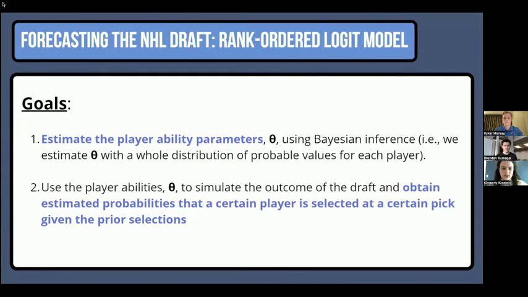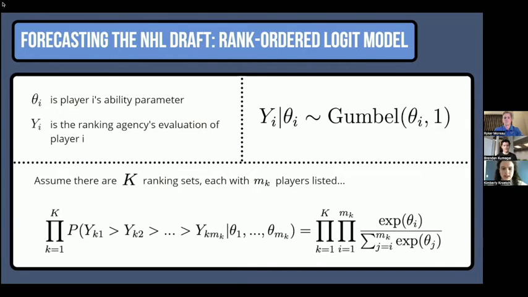So our goals are 1, to use Bayesian inference to estimate posterior distributions for each player's theta I, and 2, to use these distributions to repeatedly simulate the draft. From these simulations, we can estimate the probability that a certain player will be chosen at any particular pick, given the already drafted players. In the draft context, theta I can still be thought of as the player's ability, and yi becomes the underlying evaluation of the player by the agency. So we can imagine, for example, that the agency assigned each player some score out of 100 in order to rank them.